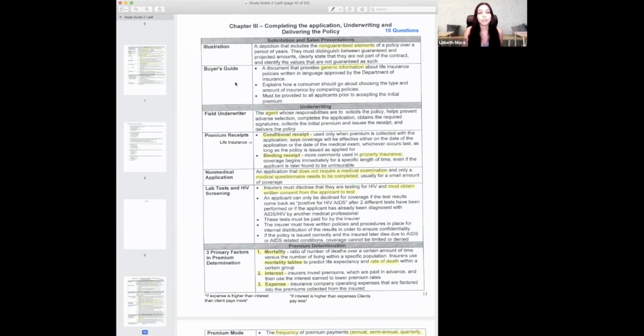The next one is the buyer's guide. Buyer's guide has generic information. It's kind of like a pamphlet about life insurance, right? So if you want to look up term life, you look in the buyer's guide and you have very generic information about term life, just enough where you're like, okay, I know what it is, but not too much where you're like, I'm overwhelmed, right?